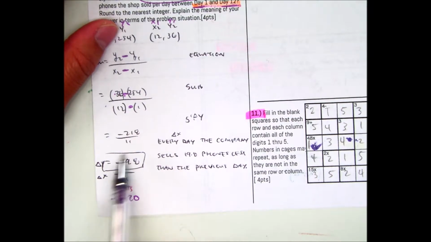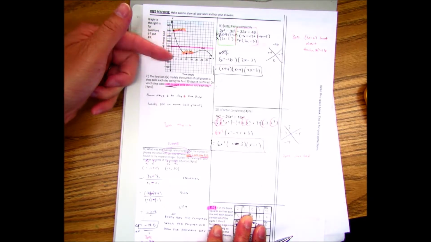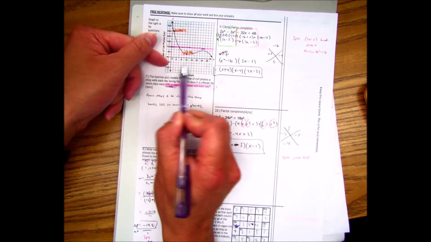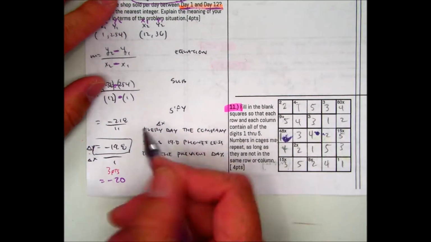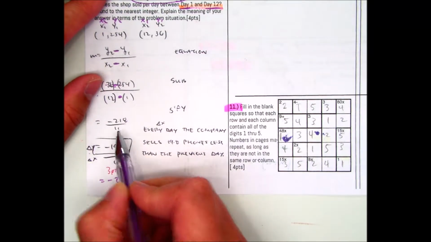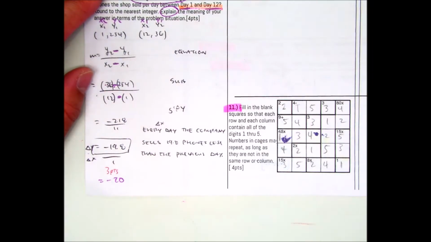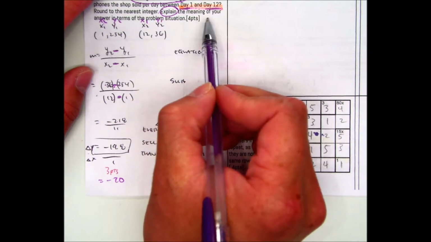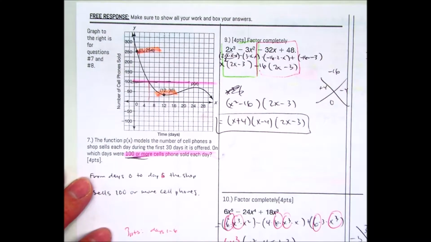Remember, in this formula, I put the change of y over the change of x. Okay, so we're still using that graph. So the change in the number of cell phones sold is in relationship with the number of days. So this is what I wrote. So if you got negative 19.8, negative 218 over 11, or approximately negative 20, you got 3 out of 4 points. To get full credit, you were looking for the word explain. Explain the meaning of your answer in terms of the problem. Okay? Because it's negative, what's happening to the number of phones sold per day?